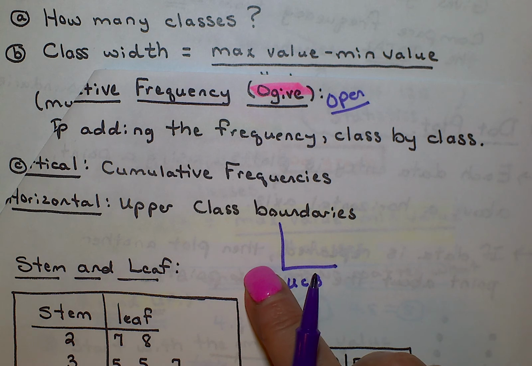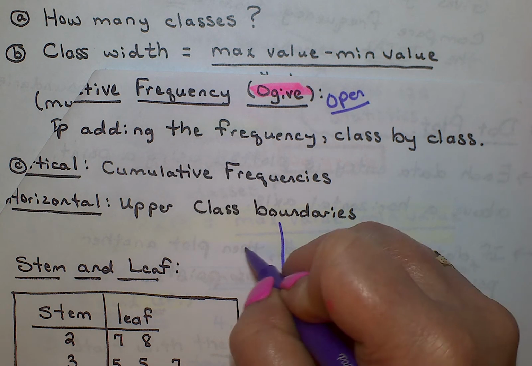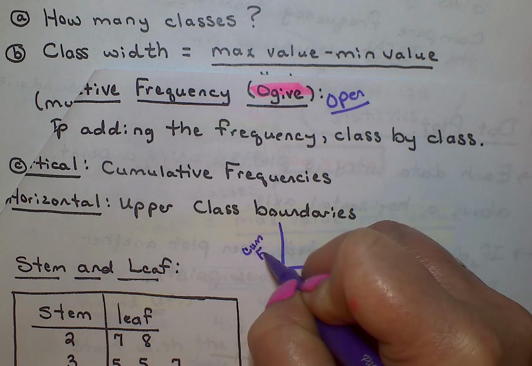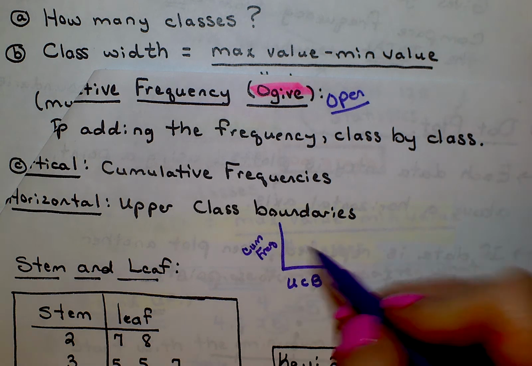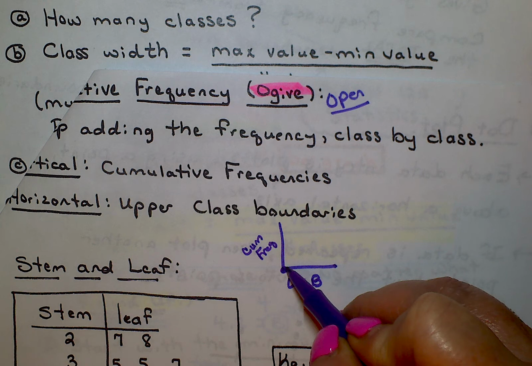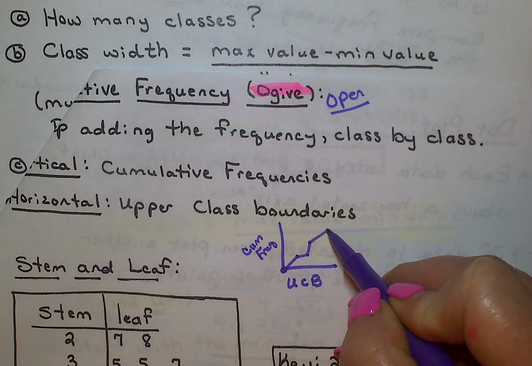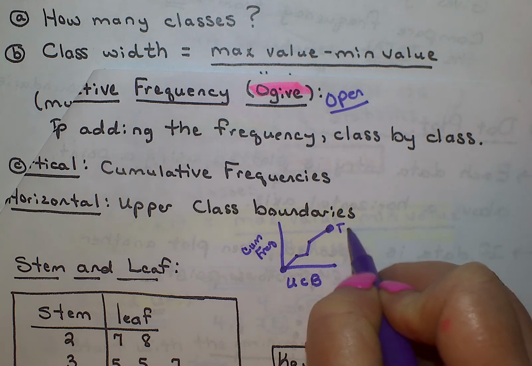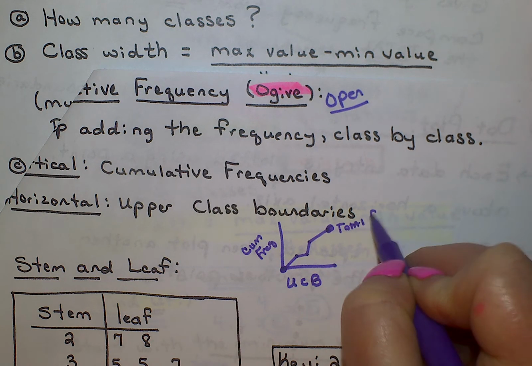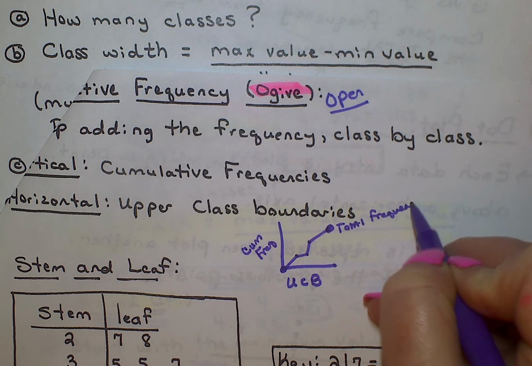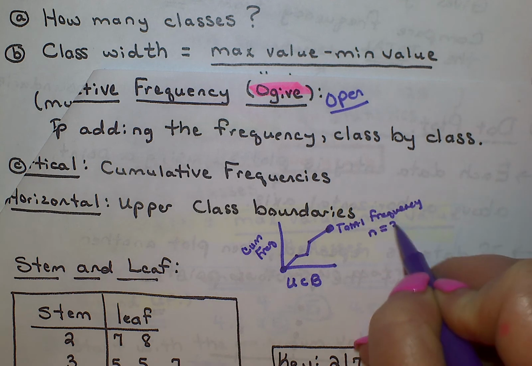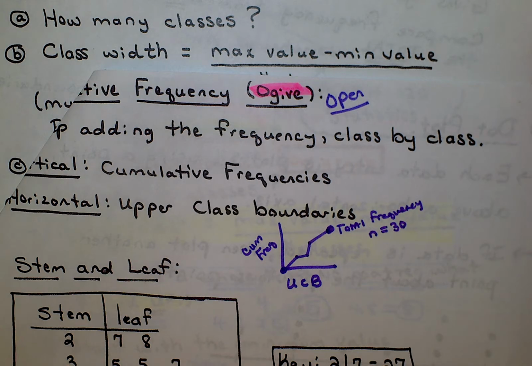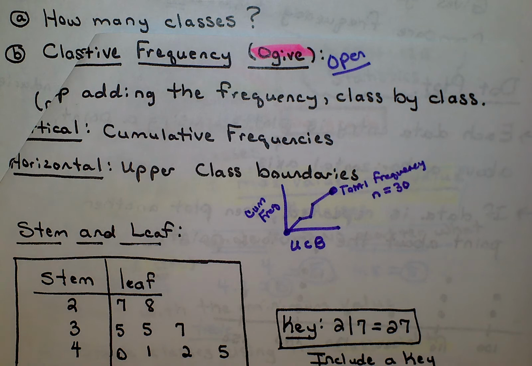Remember that your vertical is your cumulative frequency. Because remember, it keeps adding. So you have to start at 0 and it keeps adding upward. And that's going to be your total frequency. Just like with the presidents being 30, that would be 30 where it would end at the top.